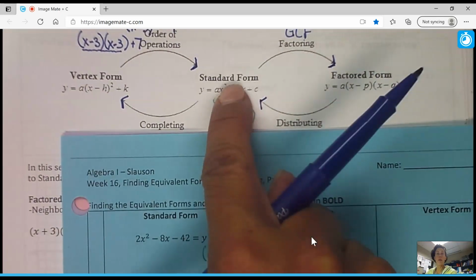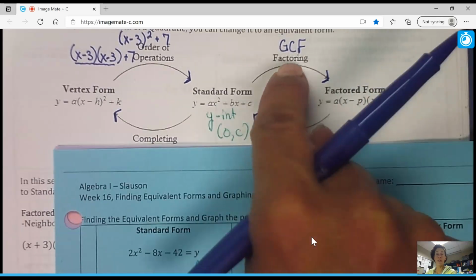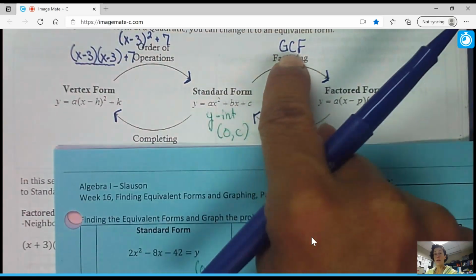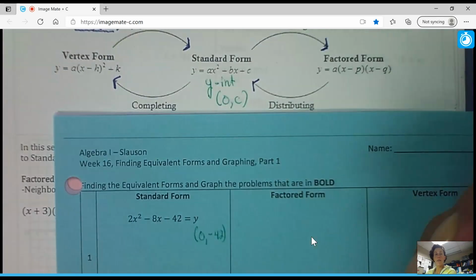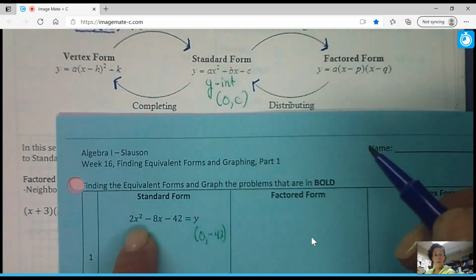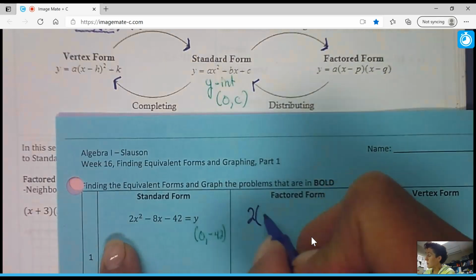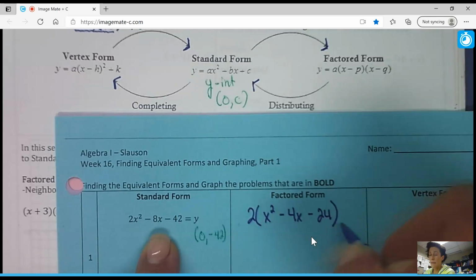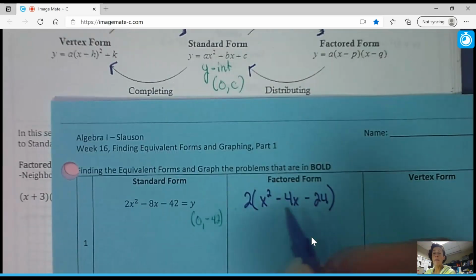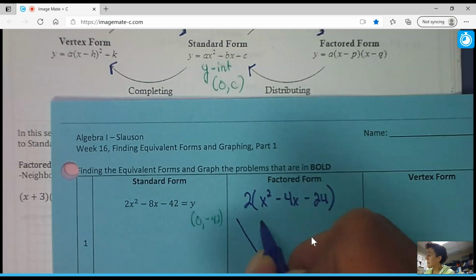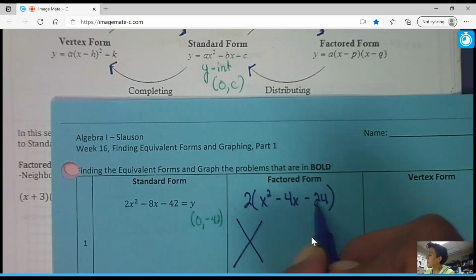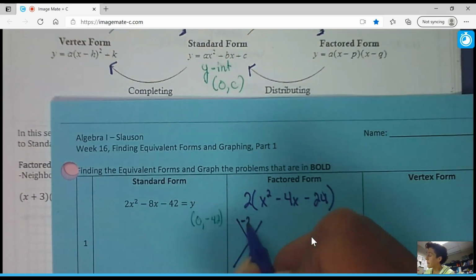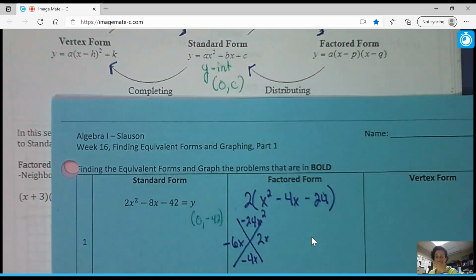So to go from standard form to factored form, we will factor. So this GCF here is just a reminder to always look for a GCF first. So the first thing I'm going to do is factor a 2 out of all of those. So I'm going to do that, and this is what I'm left with. And then from there, I'm going to make my x's based on what's in the parentheses. So I need factors of -24 that get me to -4, and that would be a 6 and a 2, with the 6 being negative.